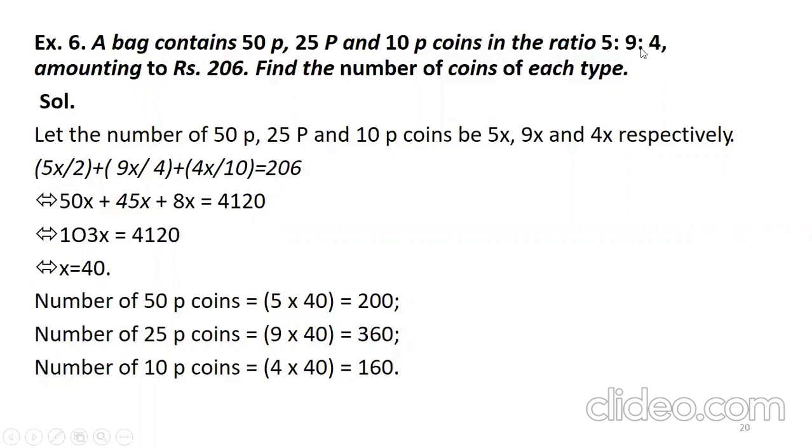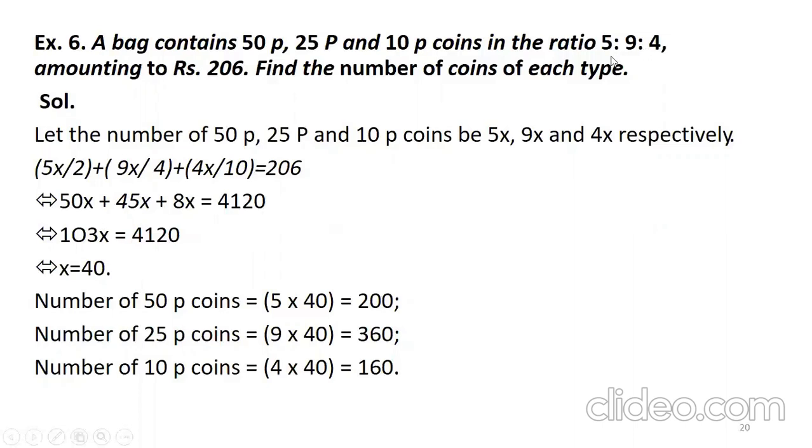So let that be 5x, 9x and 4x. Now 5x into 1 by 2, that is 0.5, will become 5x by 2, plus 9x into 1 by 4, or 9x into 0.25, will become 9x by 4, plus 4x by 10 is equal to 206. Now 50x plus 45x plus 8x is equal to 4120, because the LCM comes that side. Now 103x is equal to 4120. So x is equal to 40.